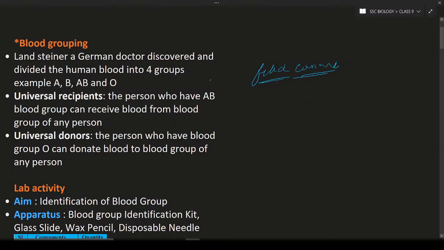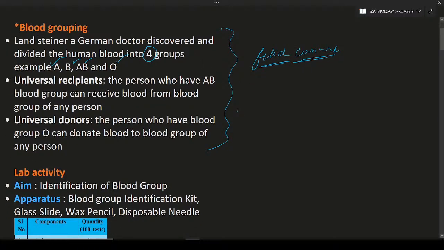Here an important person is known as Landsteiner. I think we have discussed blood grouping in the last class. He discovered that human blood has four groups, and he divided them into four groups: A, B, AB and O. These are the four blood groups in human beings.